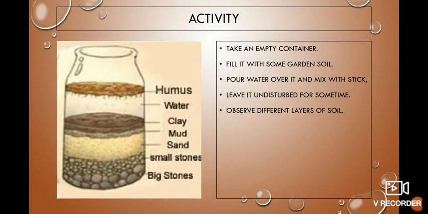So, the type of soil your particular area has can be found out by this activity. I want all of you to do this activity. Take a picture of your container and upload it to me within the next 1 week.